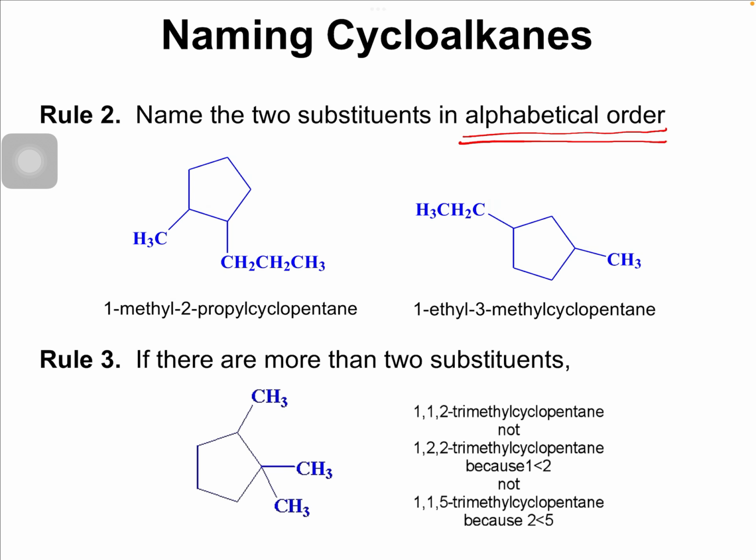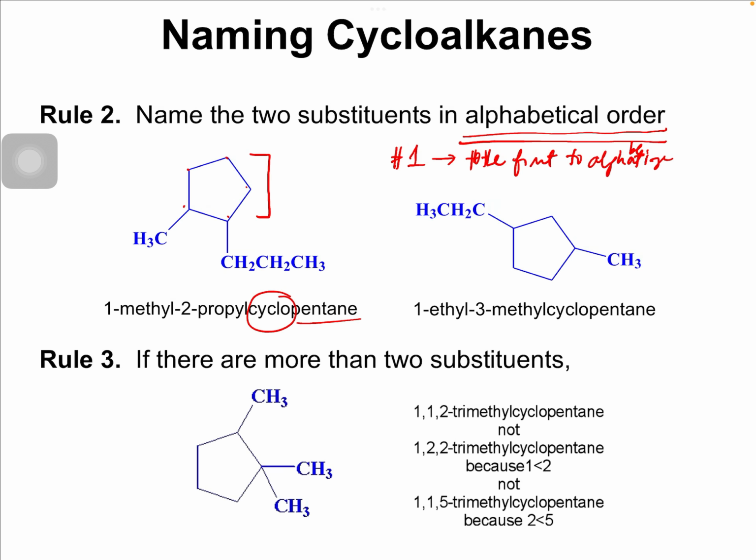May dalawa na tayong substituent. So this time, ito naman yung ina-apply nyo na alphabetical order. So you list the substituents in alphabetical order. And kung sino yung nauna sa alphabetization, siya yung ma-assign ng number 1. So assign number 1 to the first to be alphabetized. Okay? So for example, this is called 1-methyl-2-propyl cyclopentane.